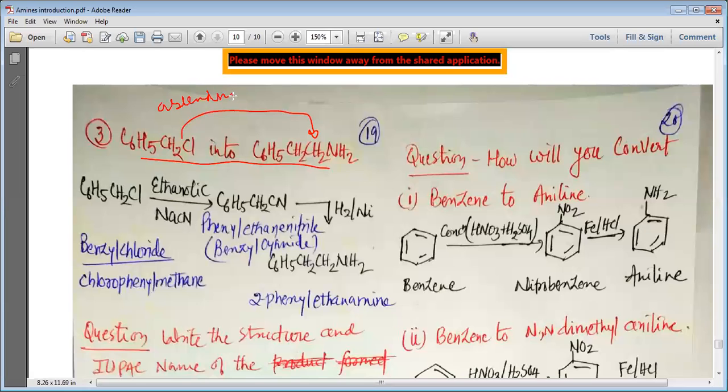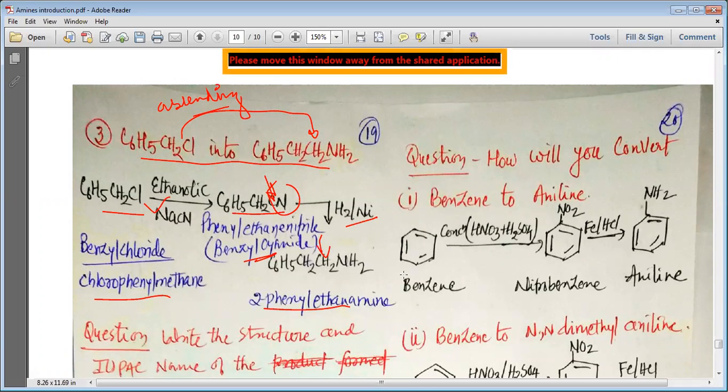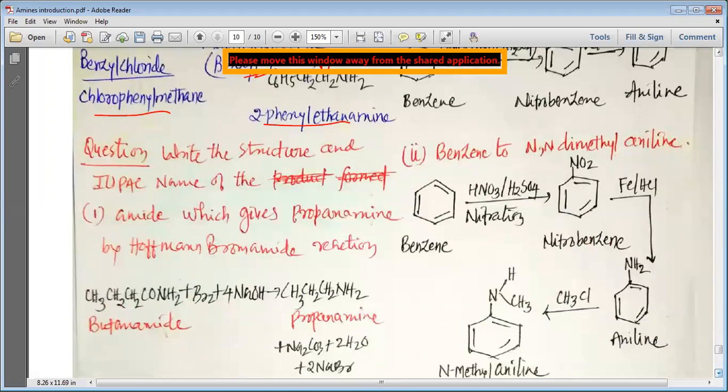And for ascending, we have to get the nitrile compound. So C6H5CH2Cl, first with ethanolic NaCN, we get the phenyl ethane nitrile, the nitrile compound, and this nitrile on reduction will produce an extra CH2 because this carbon is converted to the CH2 and we get 2-phenylethanamine. Actually, we had the benzyl chloride or chlorophenylmethane that has been converted to 2-phenylethanamine.